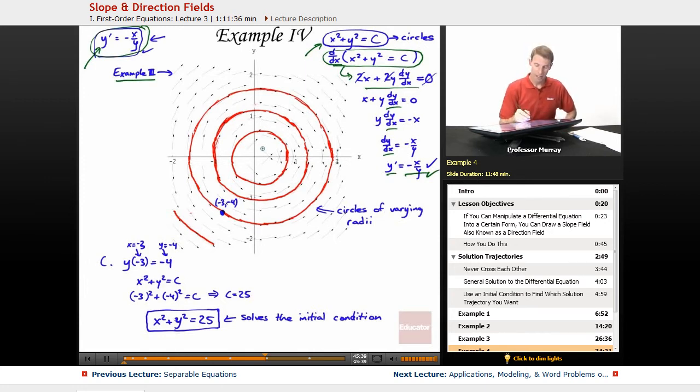And then finally, for part C, we were given an initial condition, and we used that to plug in an x and y and get a specific value of c and narrow it down to a specific solution. So that geometrically corresponds to starting at a particular point and saying, okay, that's going to narrow me down to a single solution trajectory instead of a whole family of solution trajectories.